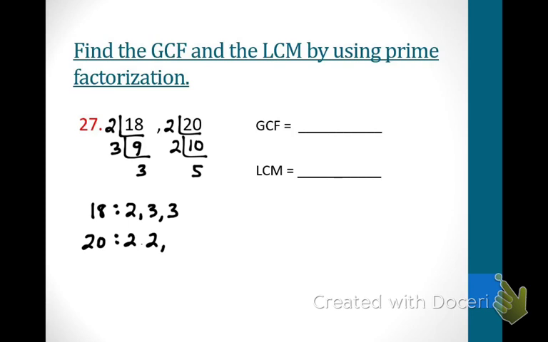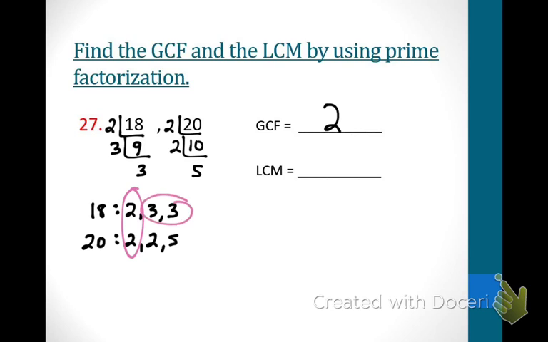Now what do I do? Circle the pairs. Okay, what are my pairs? 2. And that's it, only a 2. So what is that answer right there? 2. For the what? GCF or LCM? That is for the GCF. Now what do I do with the LCM? Leftovers. Circle all of the leftovers.